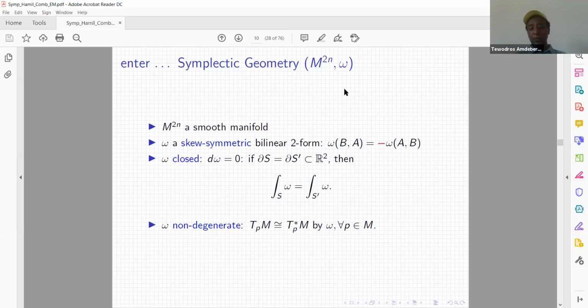Perhaps another way of saying the same thing equivalently is that when you wedge omega with itself n times, it becomes a volume form and it's non-vanishing. It should not be 0. Then it's equivalent to what I just said, non-degeneracy of the bilinear form. These are the conditions for a symplectic geometry, a symplectic manifold.